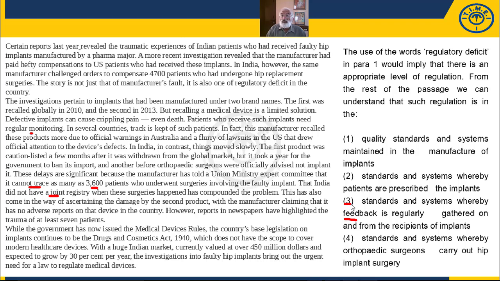4 says standards and systems whereby surgeons carry out hip implant surgery. This is not about telling surgeons how they should carry out their surgery, right? So this question then is the one that remains in this passage. So with this, we finished this passage. Now let's move on to the next passage that we have to deal with.